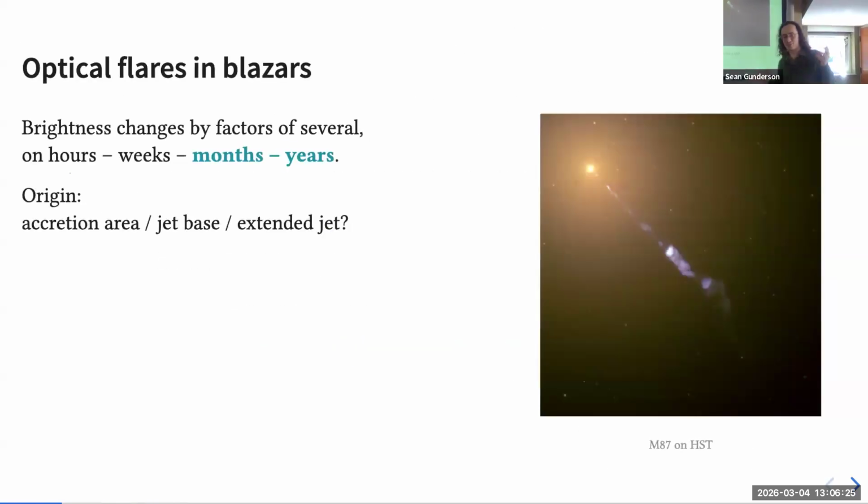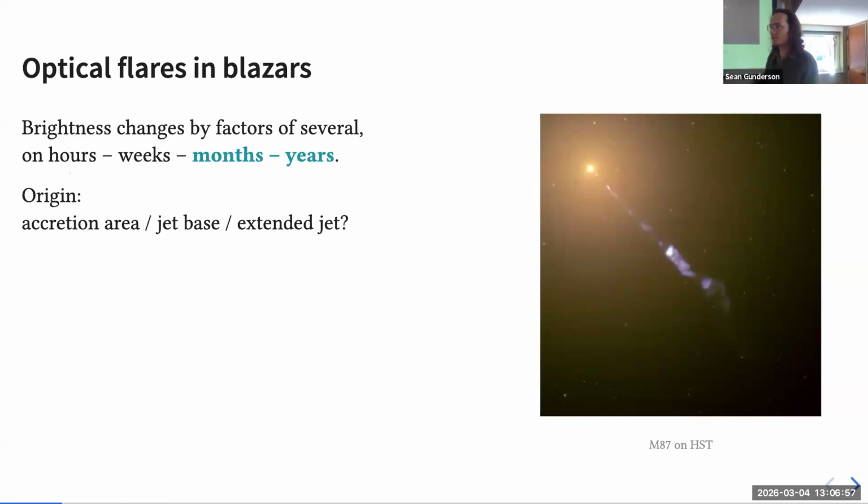Okay, indeed. So, optical flares in blazars. Blazars are known to be super variable. They change their brightness in different wavelengths, specifically in optical, by factors of several on scales of hours, weeks, months, and all the way to years. Today, we'll focus on these scales of months and years, something that's comparable to how often Gaia observes each source. And a big question that always arises is where these flares happen.